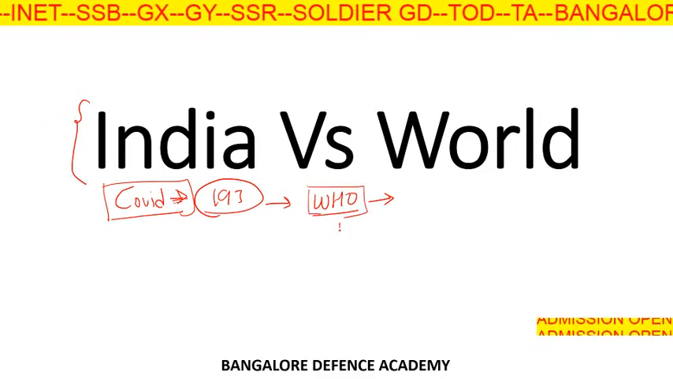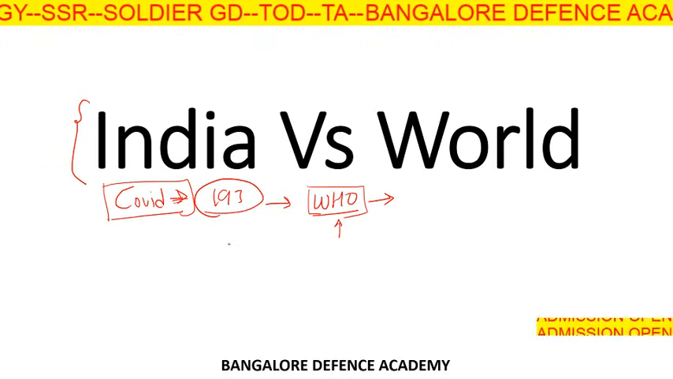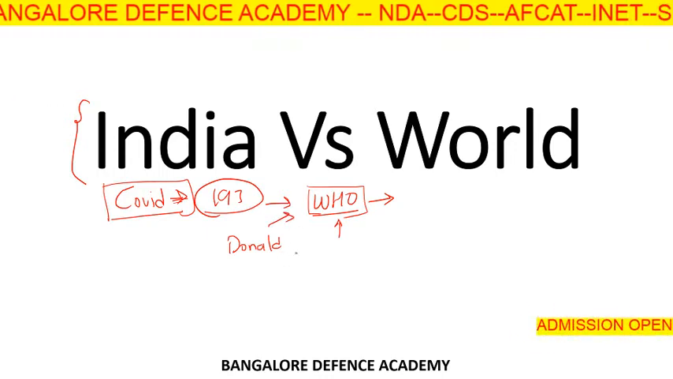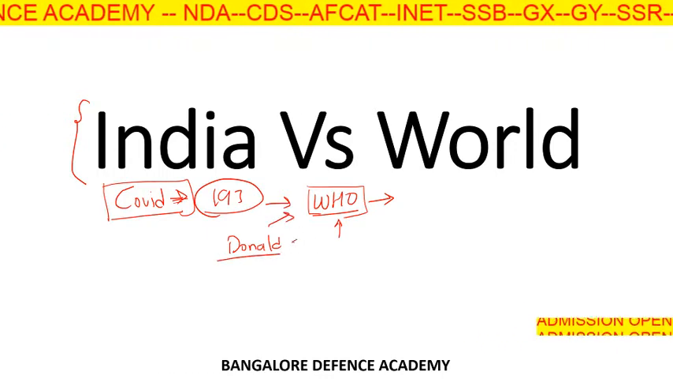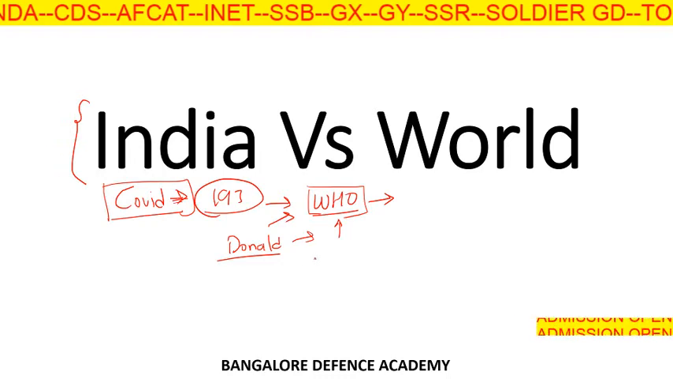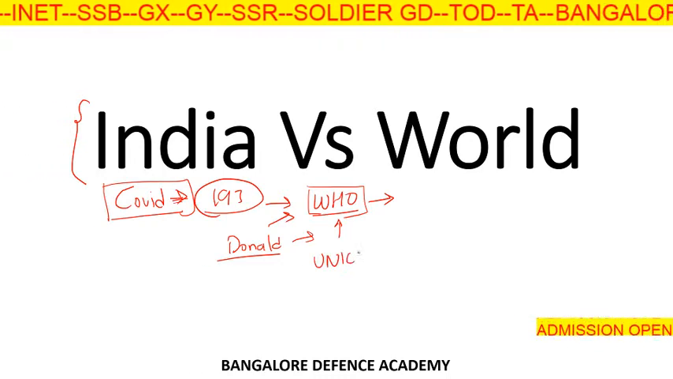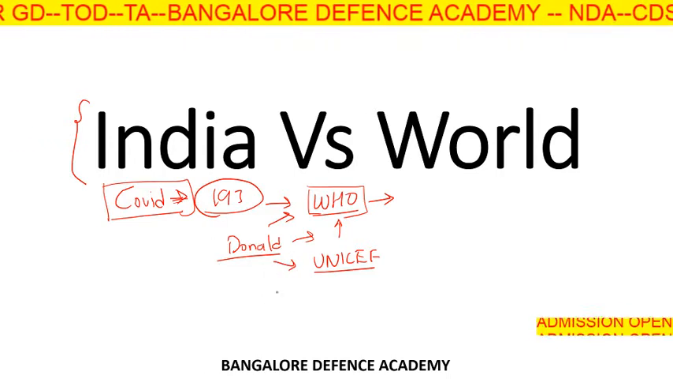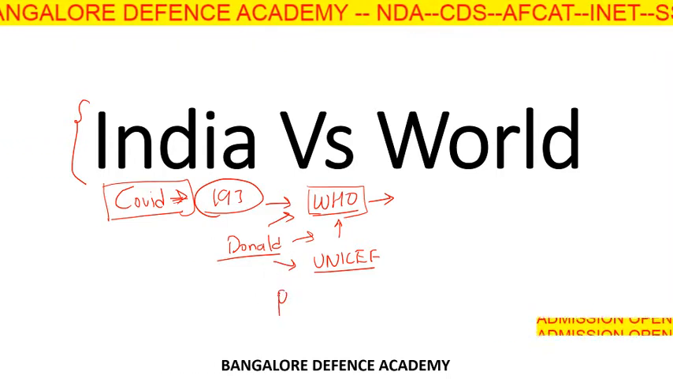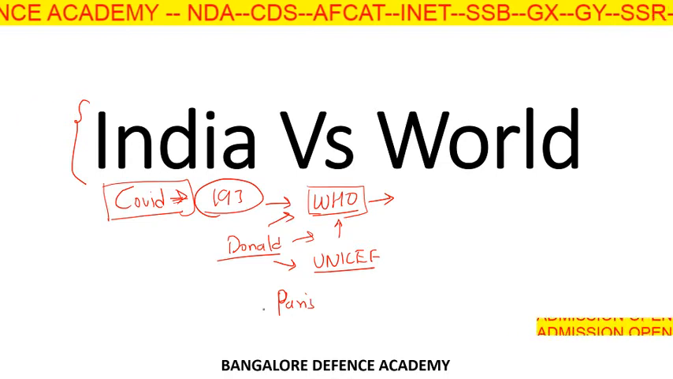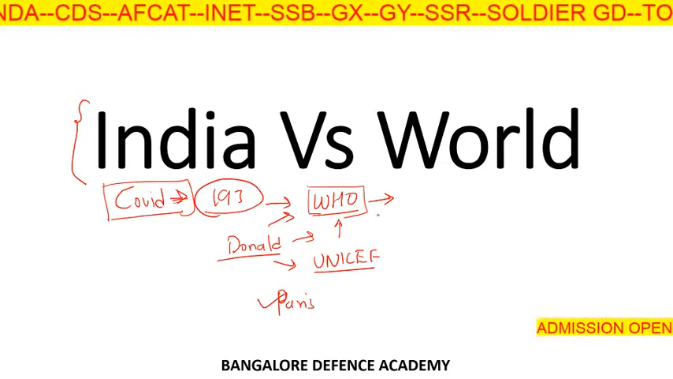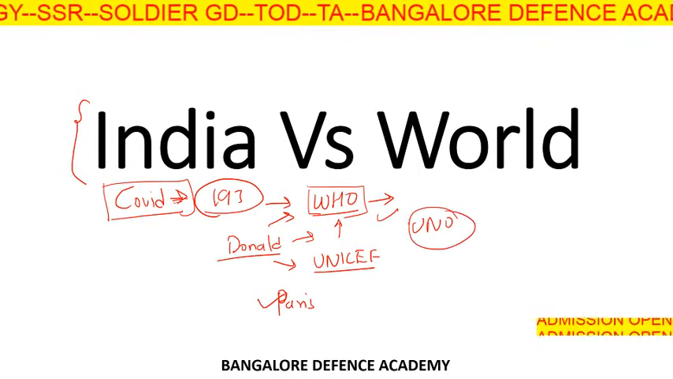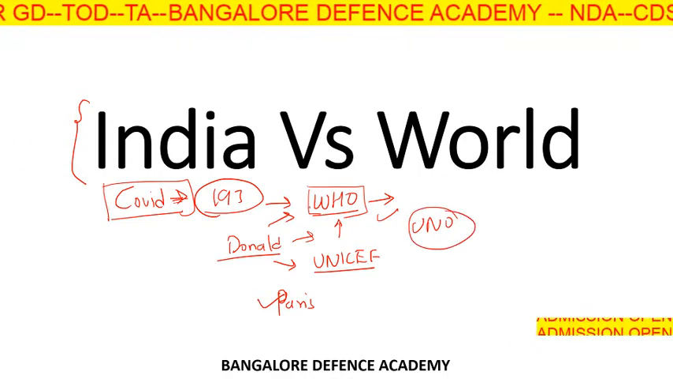So now, what is this WHO? And when Donald Trump threatens WHO, what does it mean actually? What about the financial status? What happened to UNICEF when Donald Trump became the president of the USA? Then what happened to the Paris Agreement? If you don't understand what is the Paris Agreement, what is WHO, what is UNO, it is very difficult for you to attend any examination.